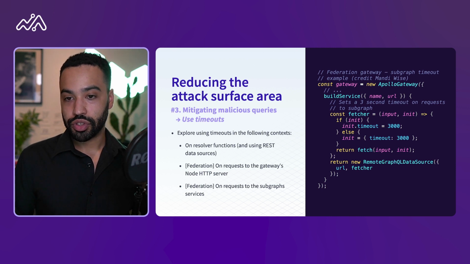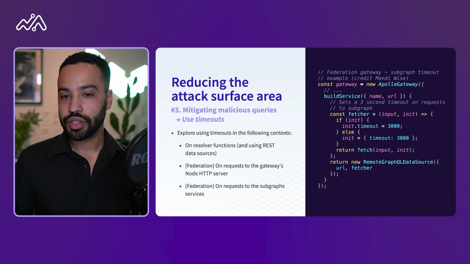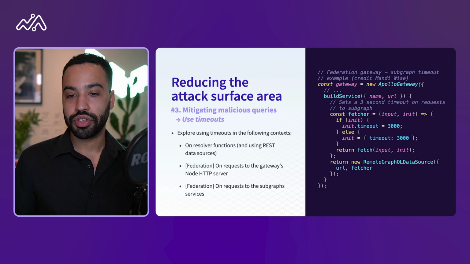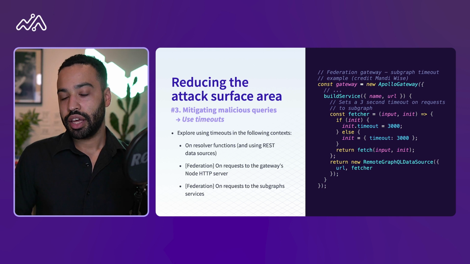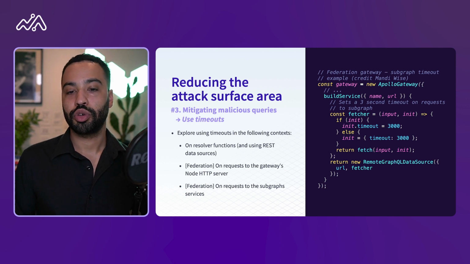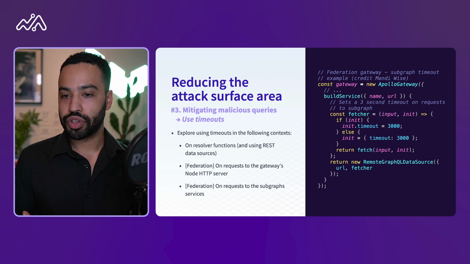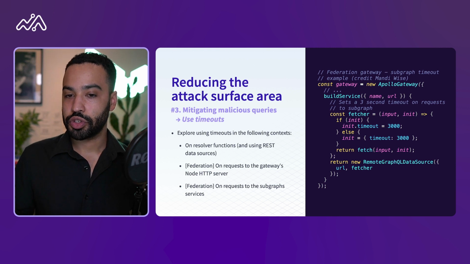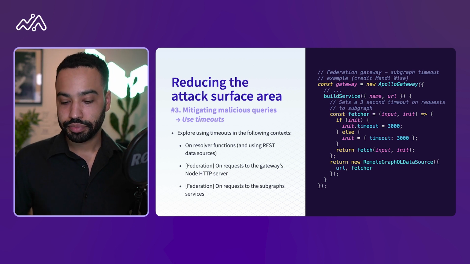Timeouts can go in resolver functions using REST data source, and in a federated context, they could go on requests to the gateway's node HTTP server. And you could also utilize a pattern similar to what's shown here, where we build our subgraph data sources with a fetcher object that says, for each subgraph, anytime we fetch data, set a max 3-second timeout for requests. Makes sense, right?